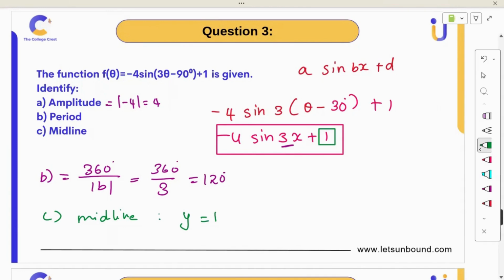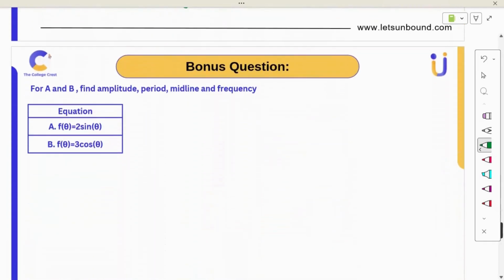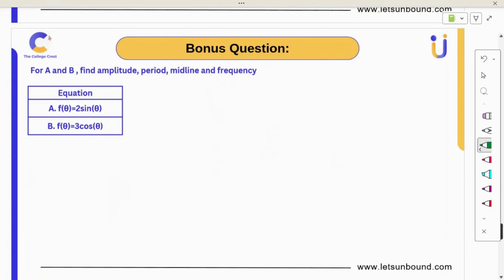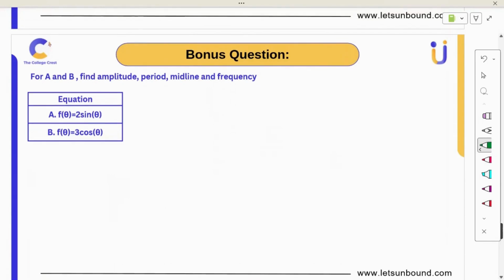And here I'm giving you the bonus question. For A and B, find amplitude, period, mean, midline, and frequency. Okay. And take a screenshot and give your answers in the comment section.